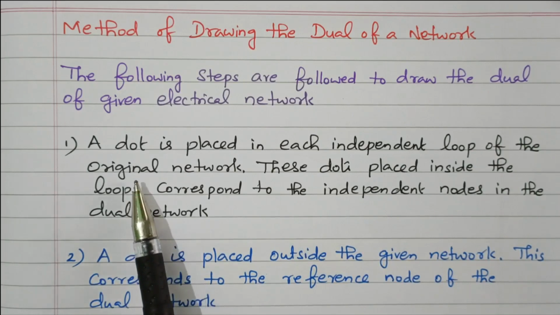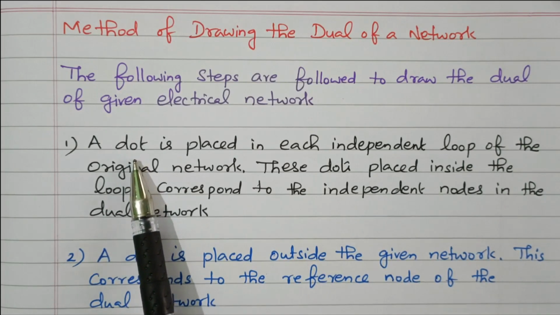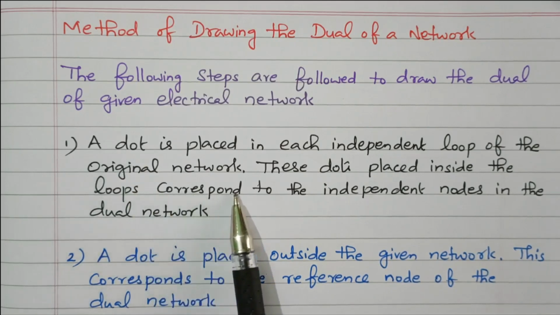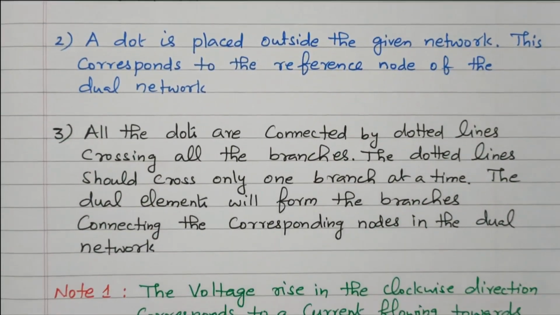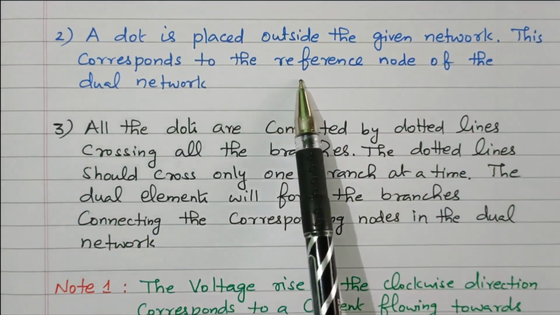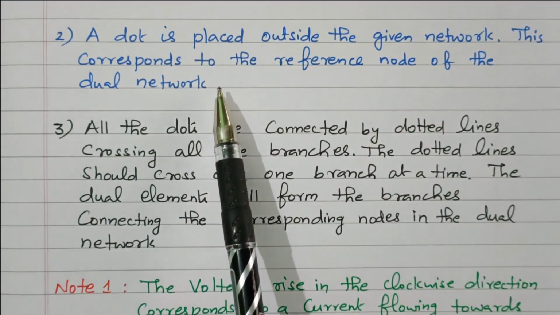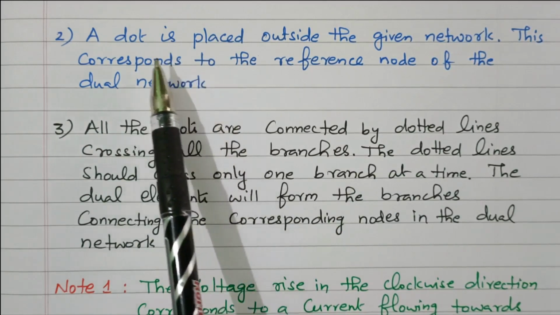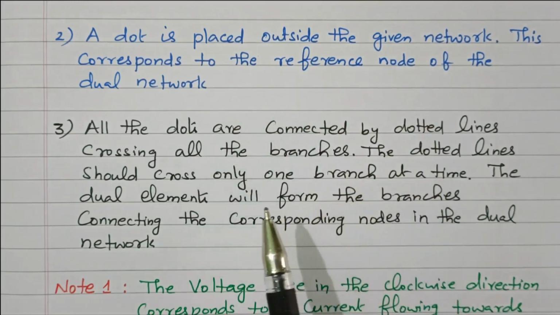So the first step is we need to identify what loops are available. For every loop we need to place a dot inside the circuit. We need to place the dot for every individual loop. That is very similar to the node in the dual network. Right. So the second step is a dot is placed outside the given network. This corresponds to the reference node of the dual network. So for every loop we place a dot inside the network, and one dot is placed outside the network, that is called the reference node of the dual network.